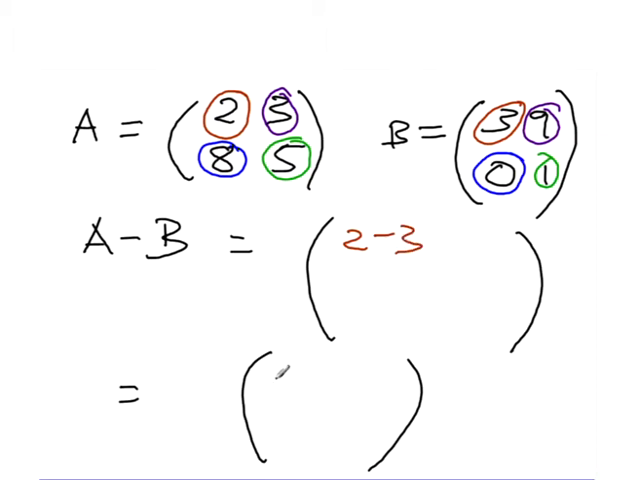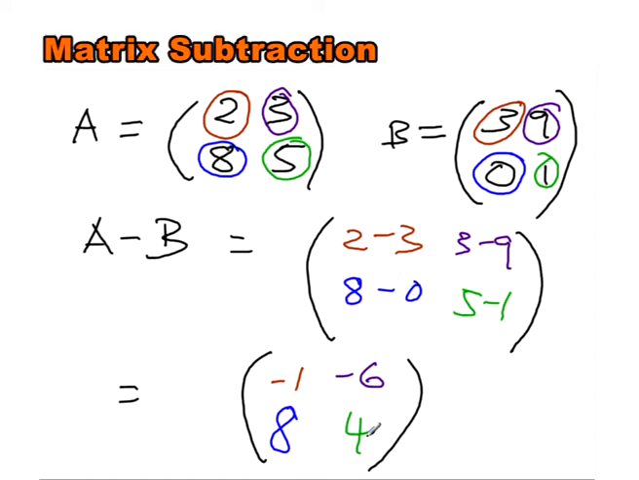Two minus 3 will give you negative 1. 3 minus 9 will give you negative 6. 8 minus 0 will give you 8. And finally, 5 minus 1 will give you 4. This is the final output for matrix subtraction.